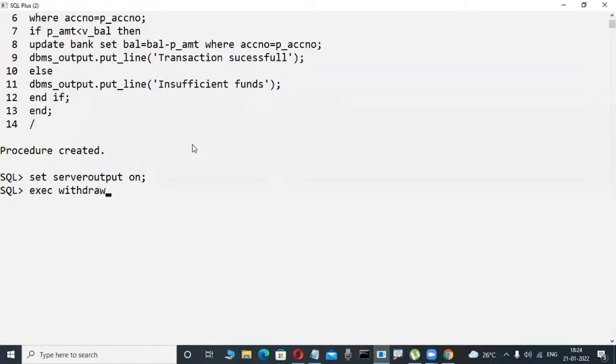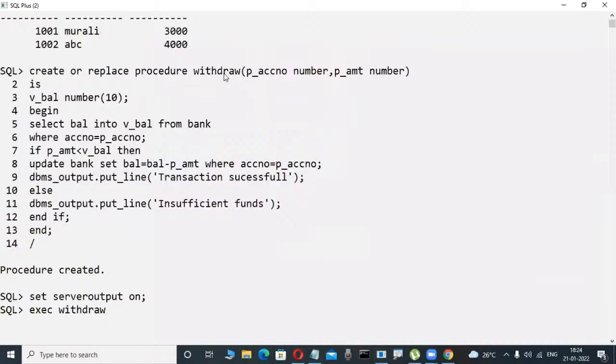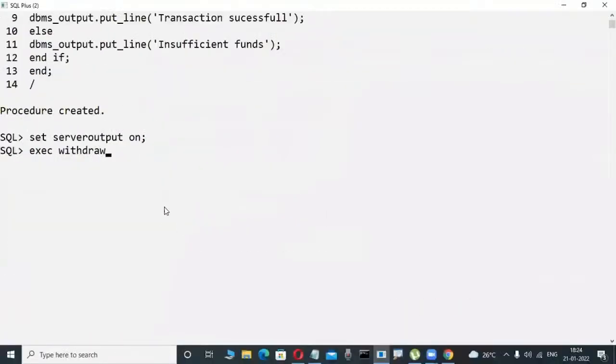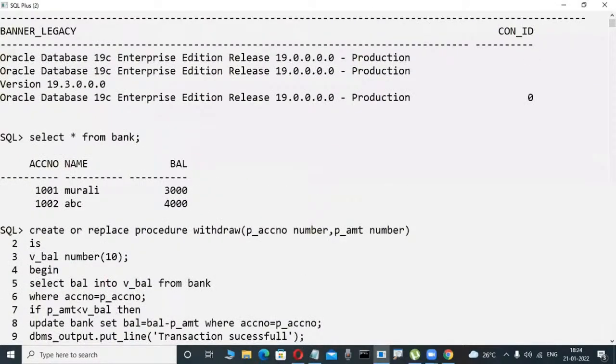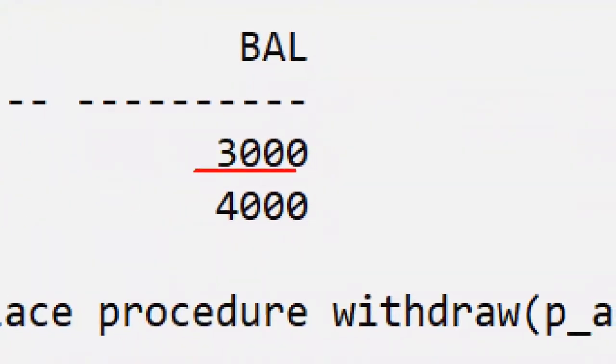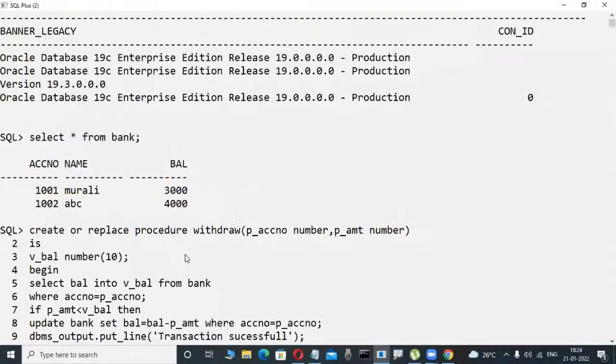You don't have an idea about all these things also. Just observe it here. Withdraw is there or not? That is the name of my program I'm giving. Okay, fine. Here, my account number 1001, the account number I'm passing, comma, I try to withdraw 9,000 rupees, for example. Observe here, in this table, slowly observe the scenario logic. 1001 is my account number, Murali is my name. Now, my balance is how much? 3,000. In my table, 3,000 is the current balance.